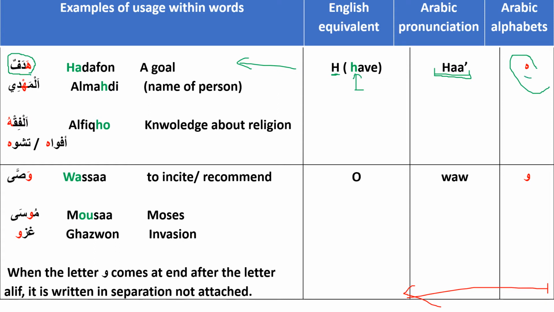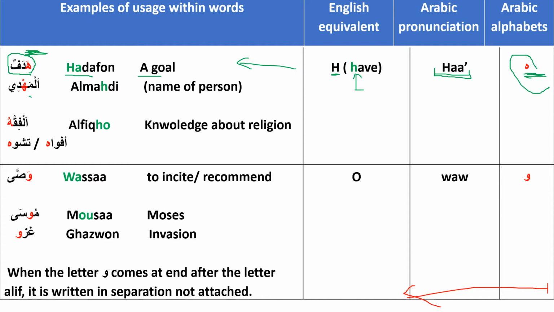Look here, and now look here, how it changed into, I don't know how to describe it, but you can see for yourself. It's like a circle, then I draw a thread in its center. This example is hadafun, which means a goal or objective.